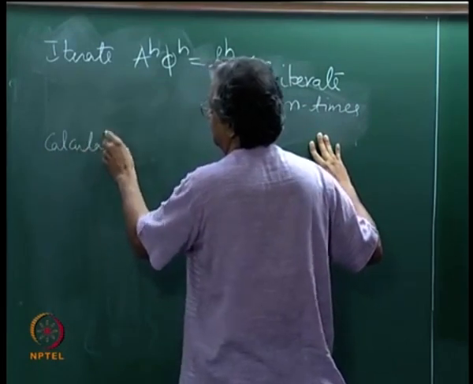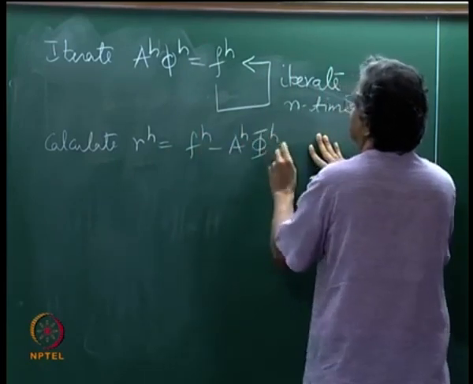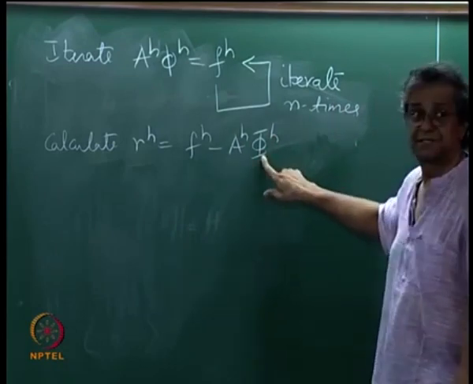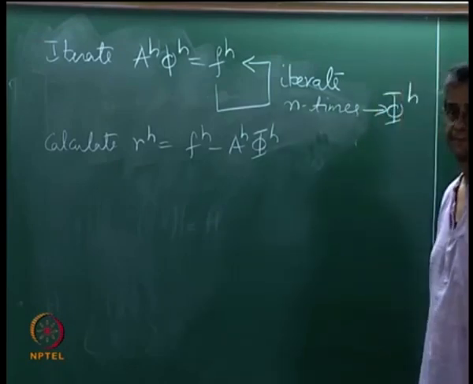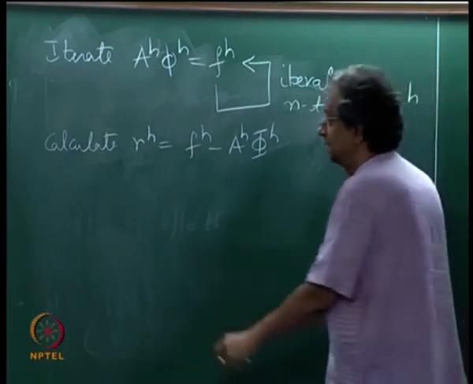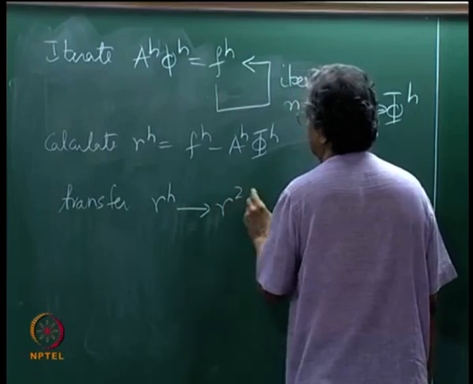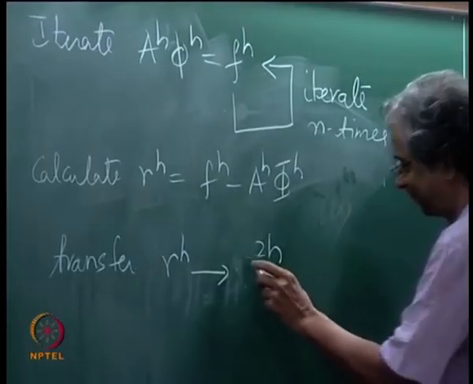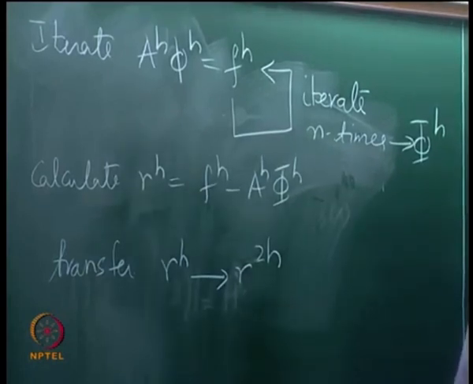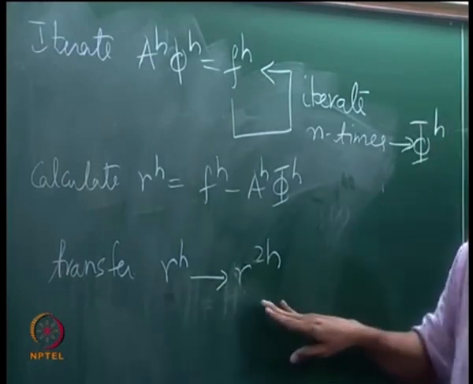Calculate RH equals FH minus AH phi h. So this is our current estimate after n iterations. What comes out of this is capital phi h. Now in some fashion transfer RH to R2H. I have to, there is an extra step. Be careful with this part, I am going to come back and erase it and make some changes. Transfer from RH to R2H, you understand what I mean?